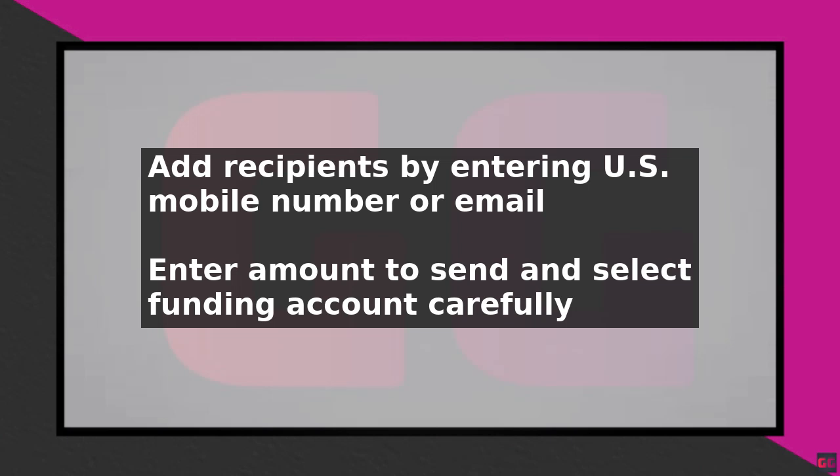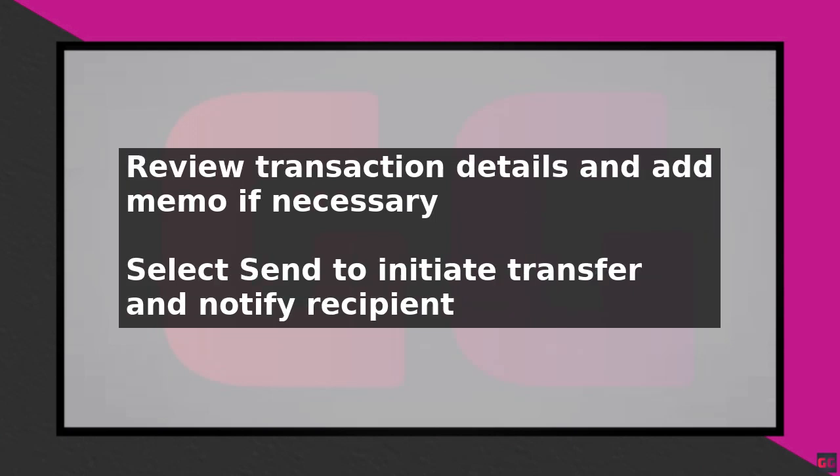To receive money with Zelle through Huntington Bank, the process is straightforward. The sender will need to have your U.S. mobile number or email address enrolled in Zelle. Once they initiate the transfer, you will receive a notification that the money is available. The funds will typically be deposited into your account within minutes, and you can access them immediately.